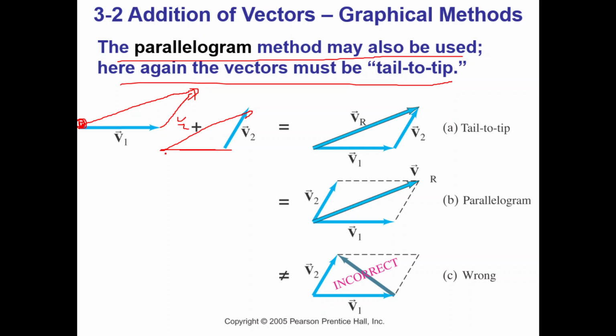This is the VR, this is V1 and V2. This is a parallelogram. As we learned from vectors in linear algebra, we did this too. Later on we can do it like that. This is on the wrong side right now.